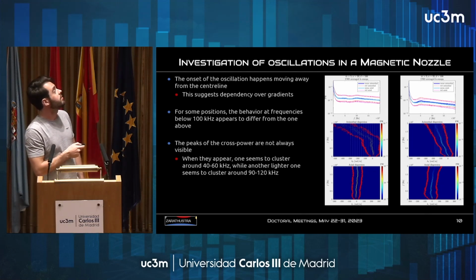whereas here the power bump at 50 is not visible, but there is another small power bump here around 100, which happens to be in the region where the slope of this curve changes. You see that there is a different behavior below 100 kilohertz and above.